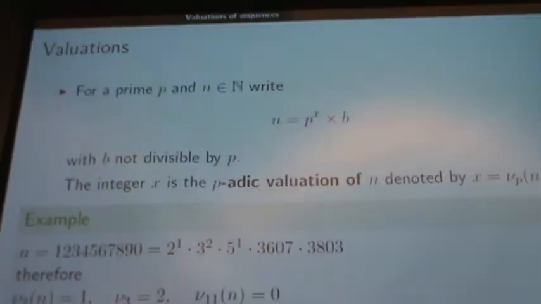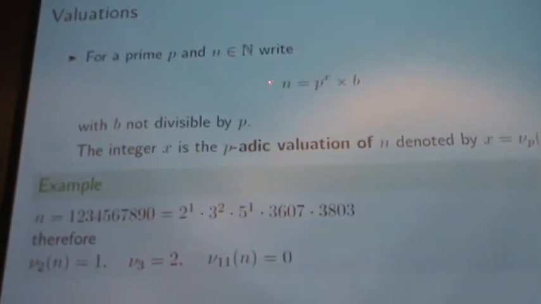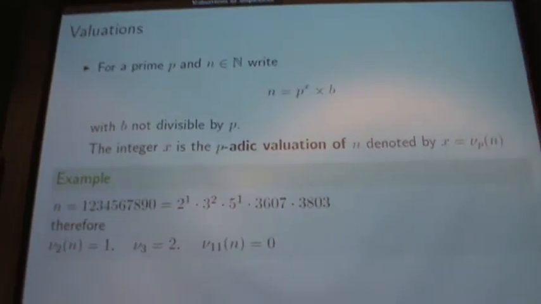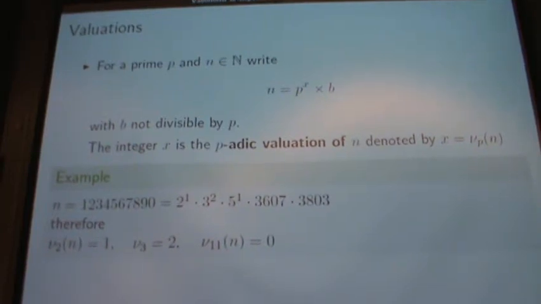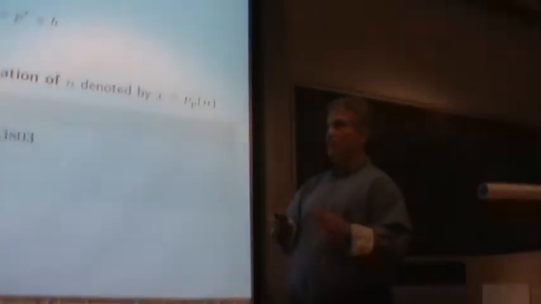At the beginning, I will just talk about notation. If you have an integer n and a prime p, and you factor it in this form, p to an exponent times a number not divisible by p, then the exponent is the quantity that we're interested in, and it is denoted by nu sub p of n. I call this the p-adic valuation of n. Whenever you hear me say the p-adic valuation of something, it simply means the exponent of p that appears in the factorization of that number.